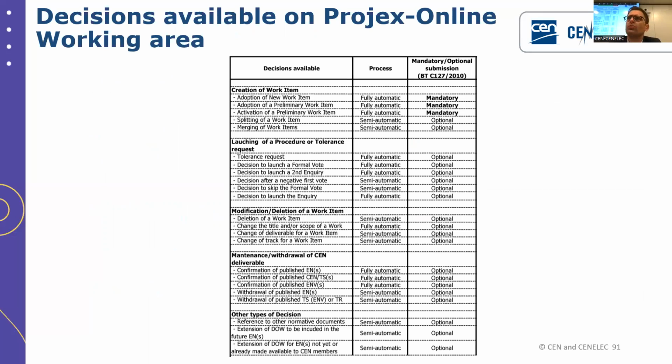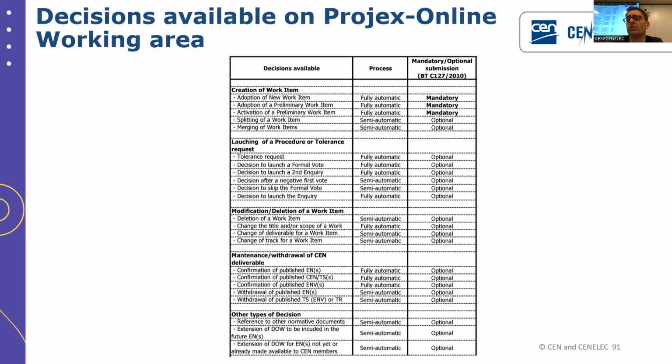So here we decided to add this. This is more applicable to TC secretaries. Sometimes there are questions on what they are supposed to do in projects online working area, what CCMC is supposed to do. Some decisions are fully automatic. So this means that once you take a decision in a TC, the TC secretary, if the process is fully automatic, just needs to go to projects online working area and submit it. And then normally 1 day later, everything should be fine.